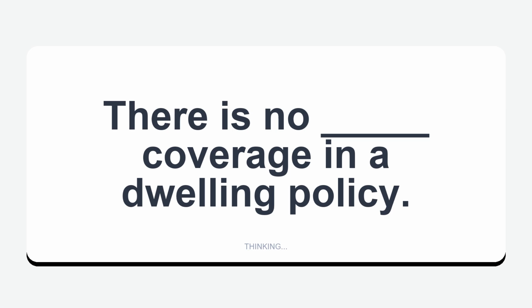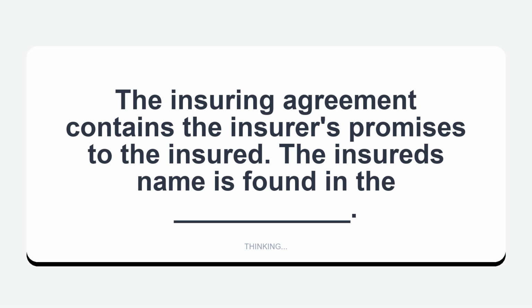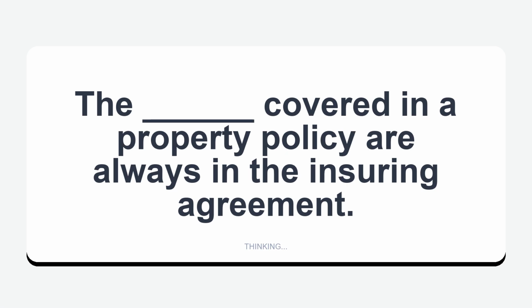There is no blank coverage in a dwelling policy. Flood. The insuring agreement contains the insurer's promises to the insured. The insured's name is found in the blank. Declarations. The blank covered in a property policy are always in the insuring agreement. Perils.